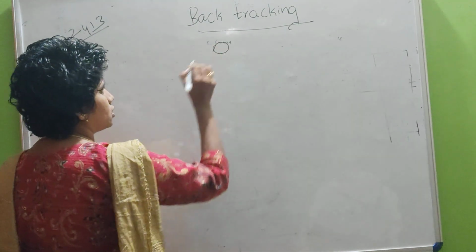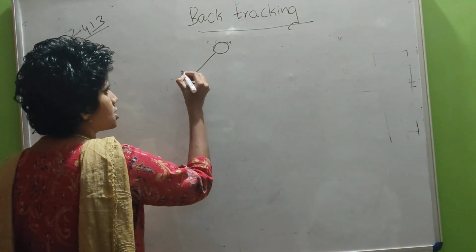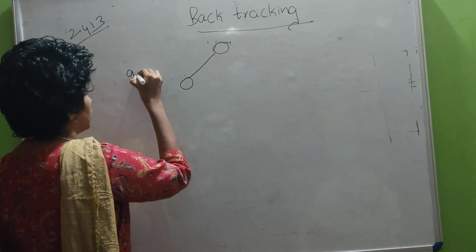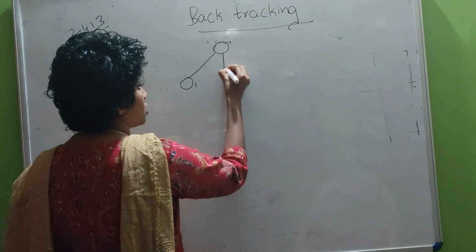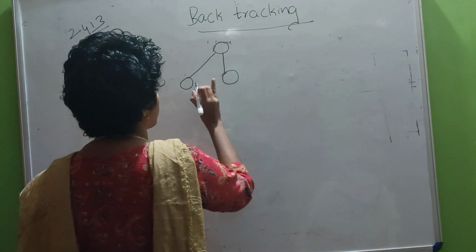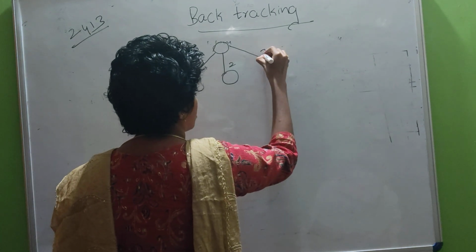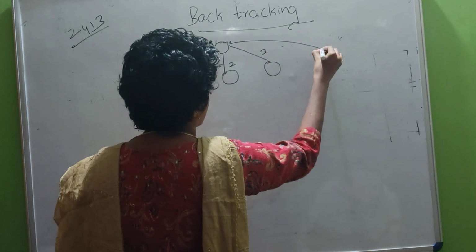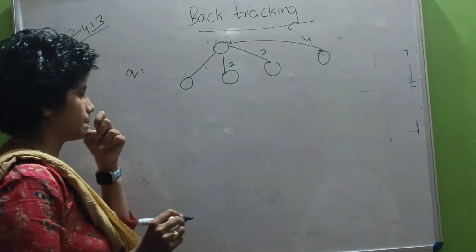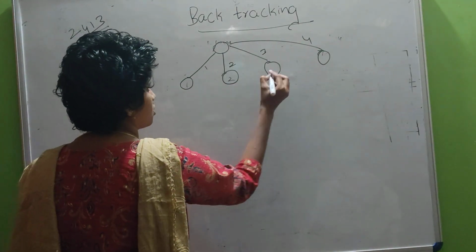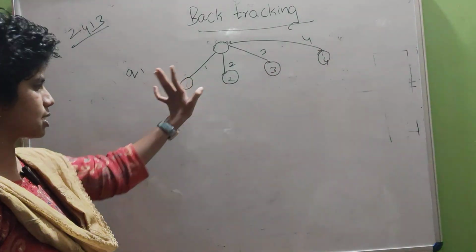This is the root, that is empty. In the state space tree, first we start with empty only. The possibilities are here Q1. Q1 may be in the first column, the second column, the third column, or the fourth column. You can write directly here also: 1, 2, 3, 4. These are the possible places of Q1 in step 1.